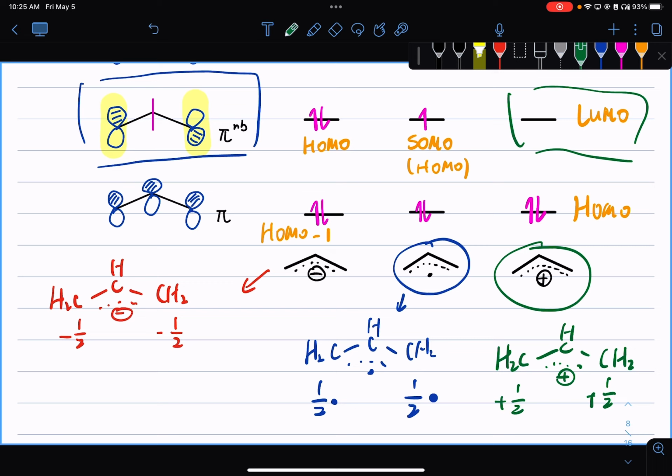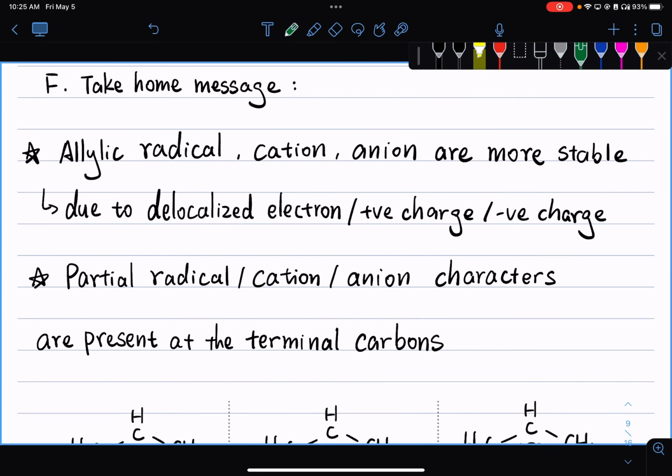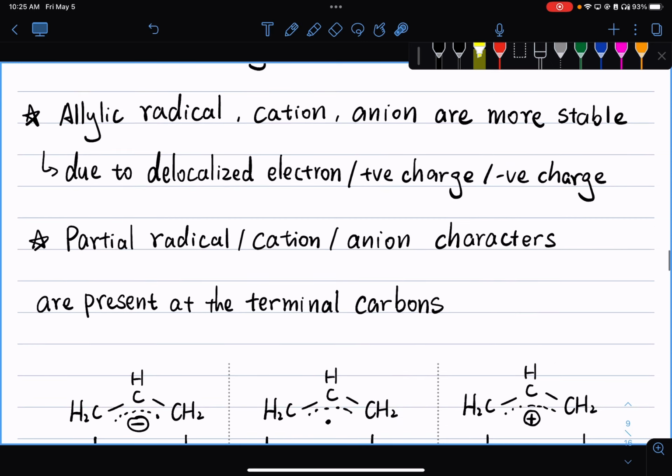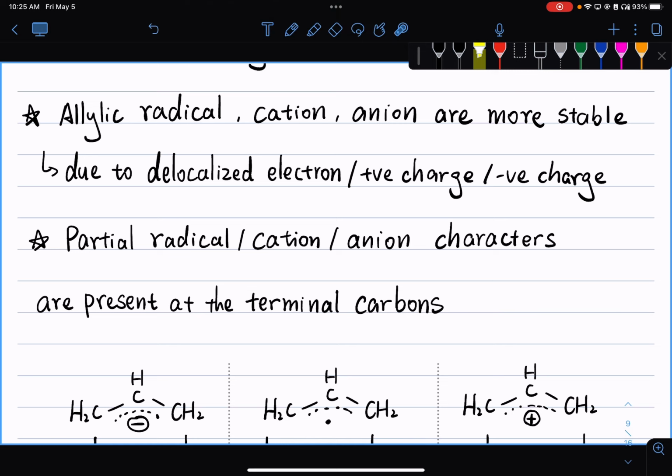So before we move on to look at a practice problem, again, I like to give you a take-home message. If this is the only thing you remember from this entire class, this is it, all right? So first of all, allylic radicals, cations, and anions, they are more stable. They're more stable because of the delocalized electron or positive charge or negative charge. In classical bonding theory, we also use resonance structure to try to depict that electron delocalization. And the fundamental reason allylic species are stable is because your pi bond is delocalized over all 3 atoms.